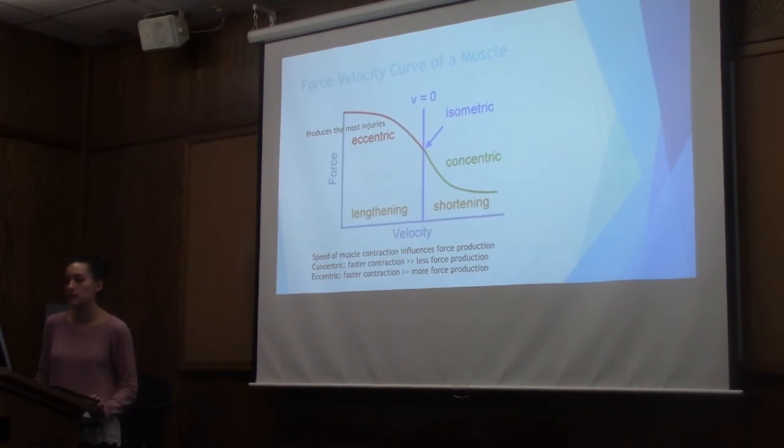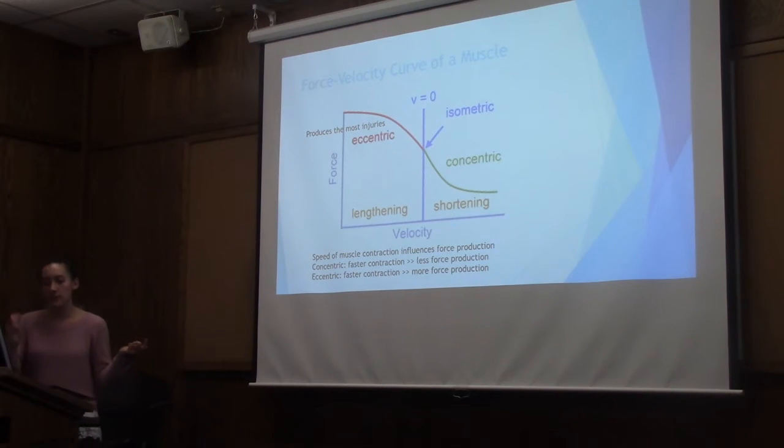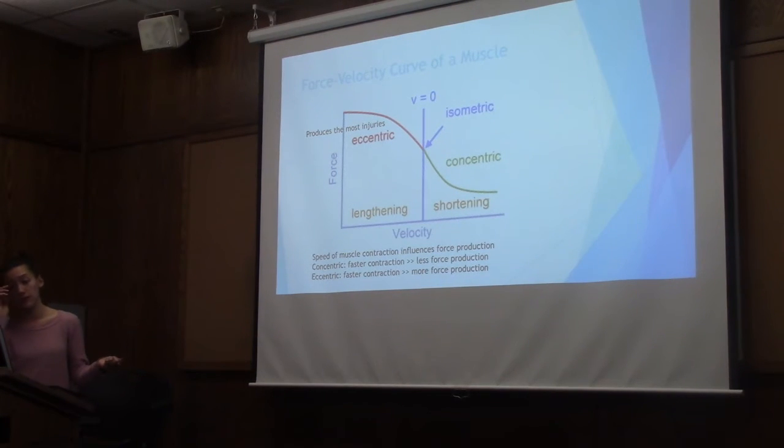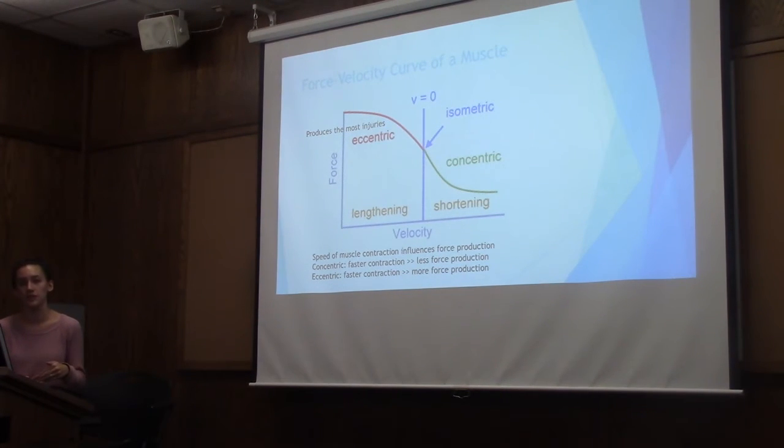Okay, the force velocity curve of a muscle. You need to be able to understand this graph, also be able to draw it, be able to explain it, things like that. Basically, in this class, anytime there's a graph, just be able to draw it. So this is just saying that speed of muscle contraction influences force production. With concentric exercises, the faster the contraction, the less force production. And with eccentric, the faster the contraction, the more force production.